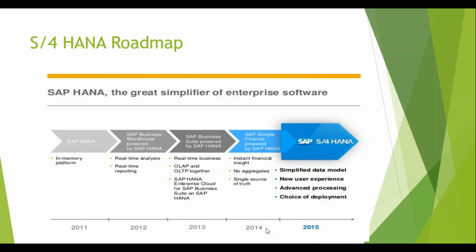Finally, in 2014, the first version of SAP Simple Finance came into the picture, which was simplifying the financial processes by providing the single source of truth. I'll talk about what is single source of truth. And in 2015, the first version of SAP S4HANA, which was 1511, was launched. Okay, which was giving you a simplified data model from the logistics point of view, new user experience from Fiori, advanced processing, some of the processes were advanced, and the choice of deployment, which means you can decide whether you want to go with on-premise or you want to go with cloud.